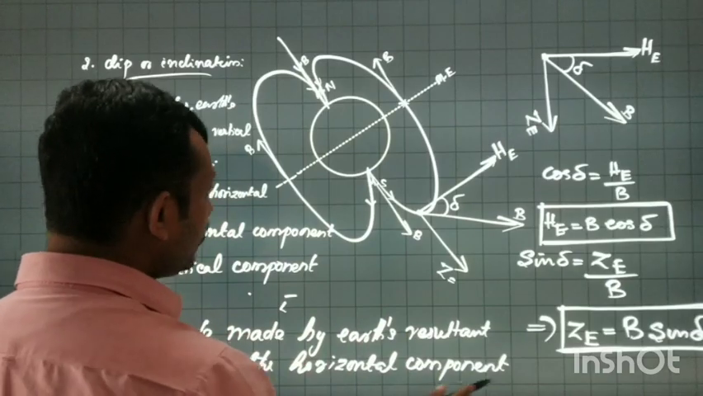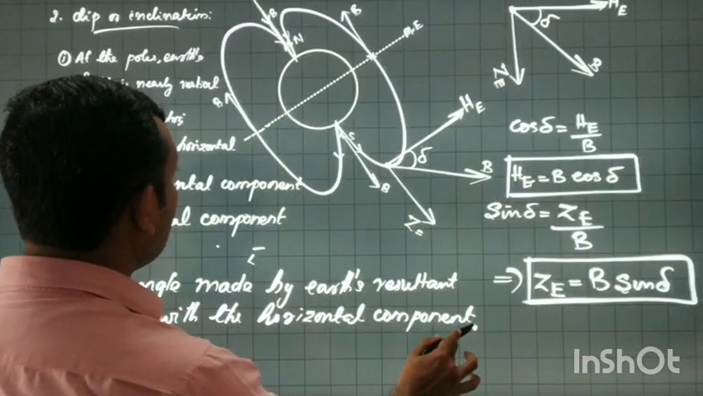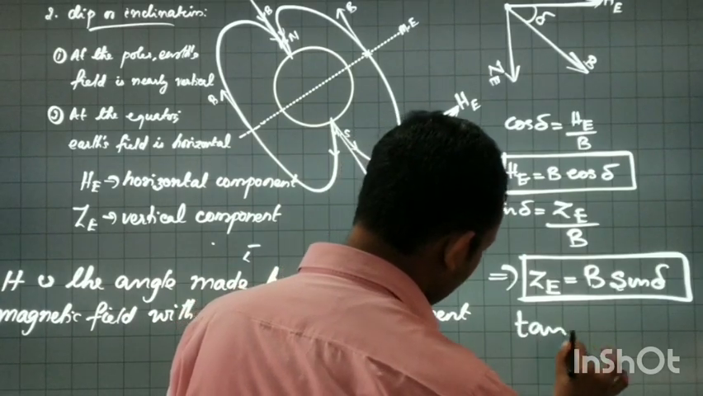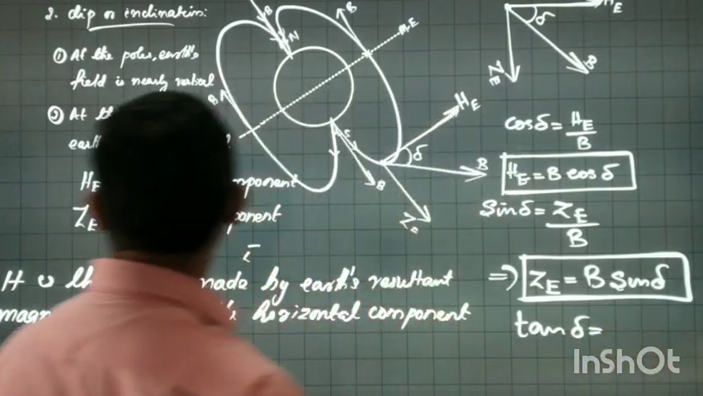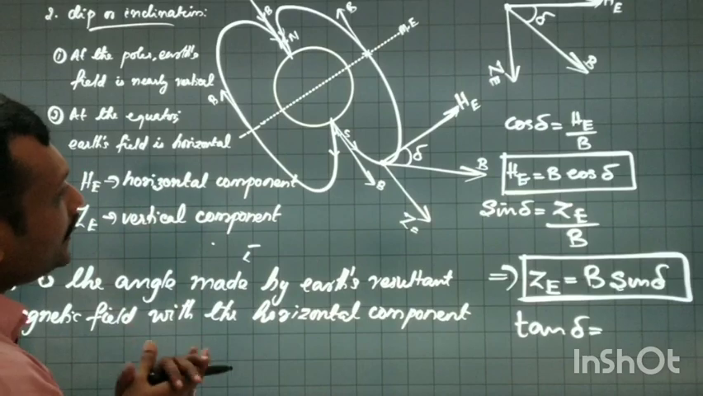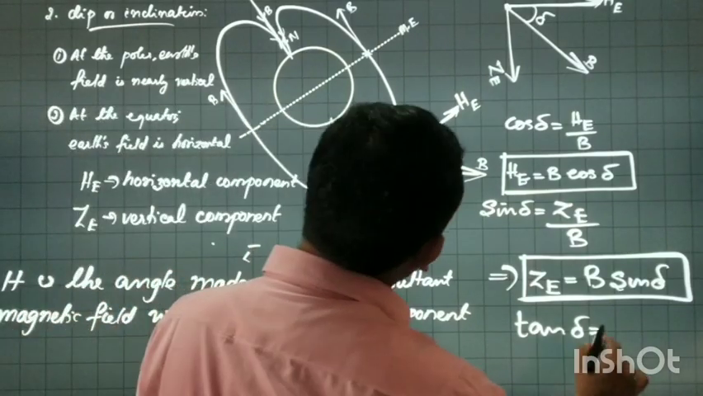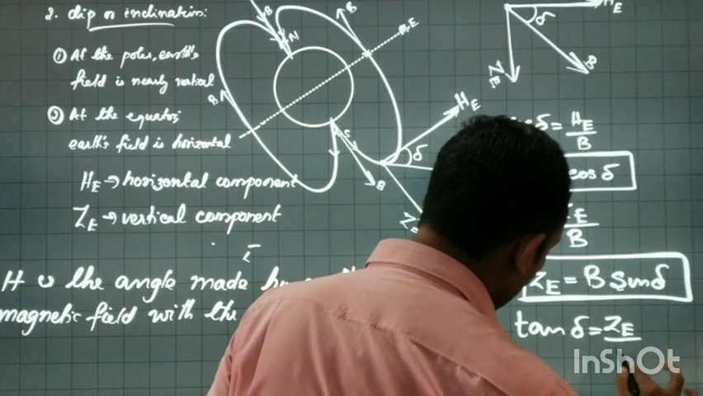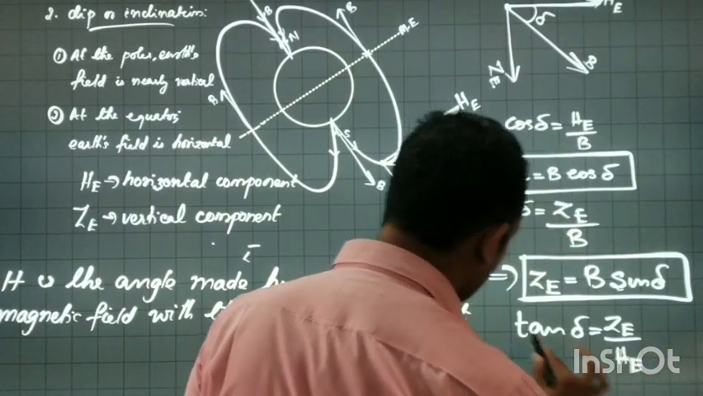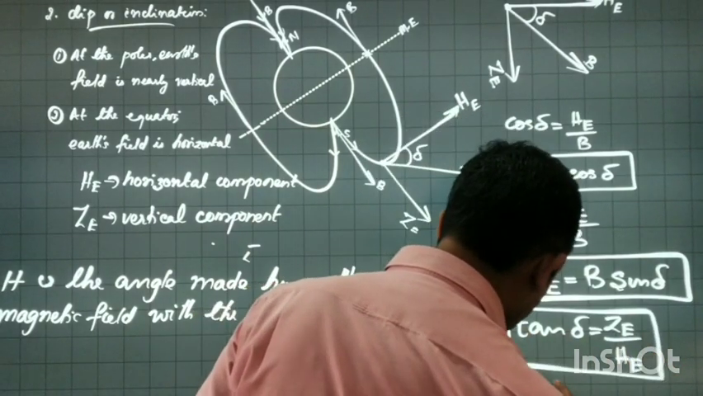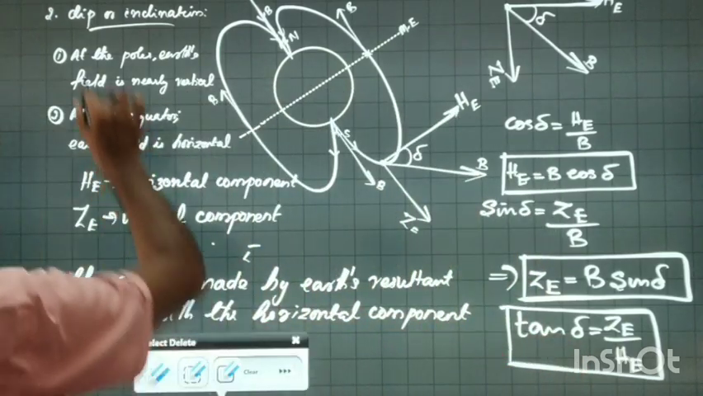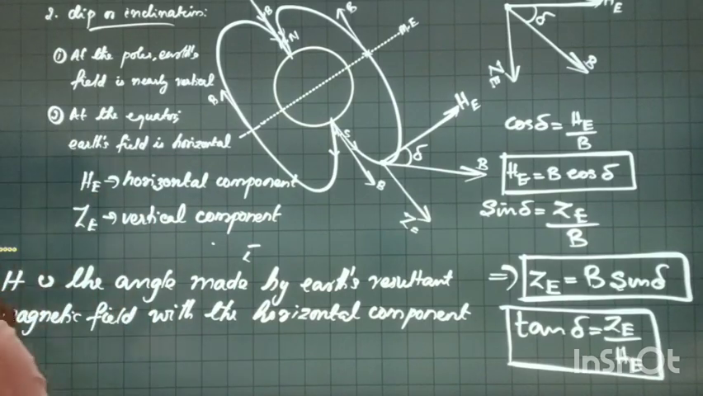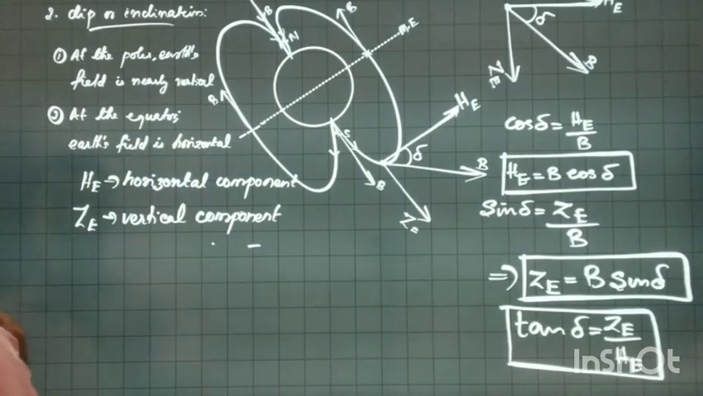Now from the figure one more thing you can find out, that is tan delta. What is tan delta here going to be? Tan delta is ZE divided by HE. Now, sorry, I want that part. Let us take the first part here.